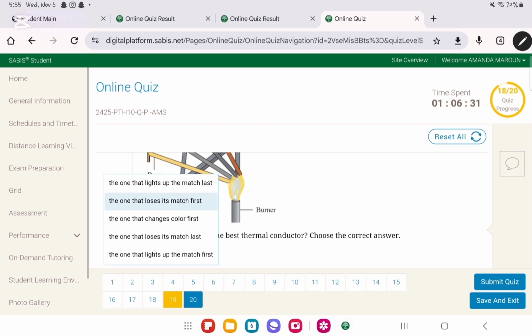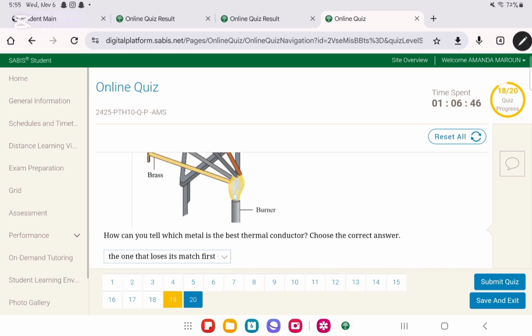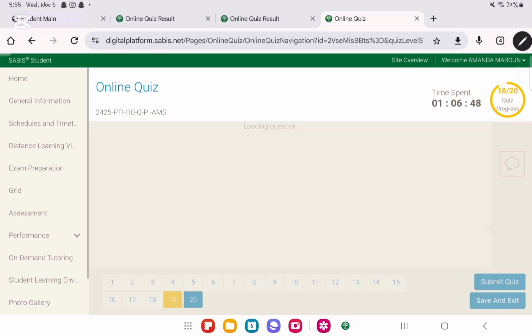The one that changes color first, no, we did not say anything about changing color. The one that loses its match last, this is wrong. The one that loses its match last is the worst thermal conductor. And then the one that lights up the match, we are not lighting up the match. So our answer is the one that loses its match first.